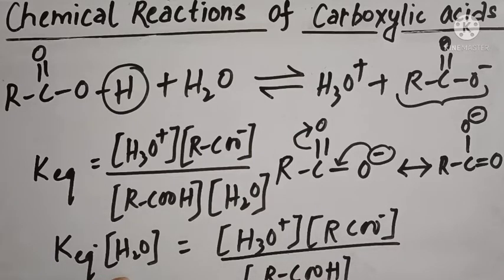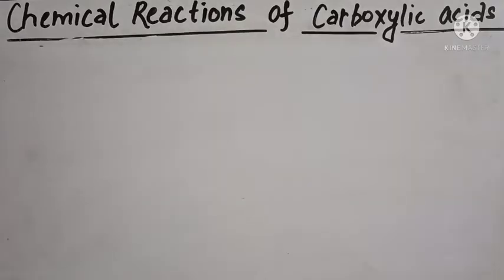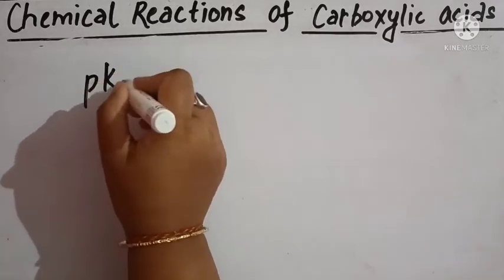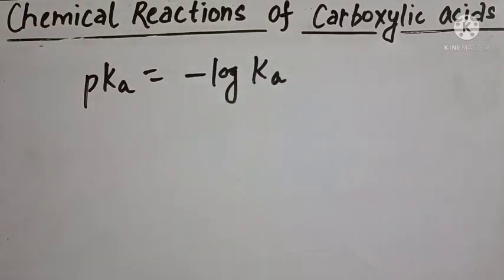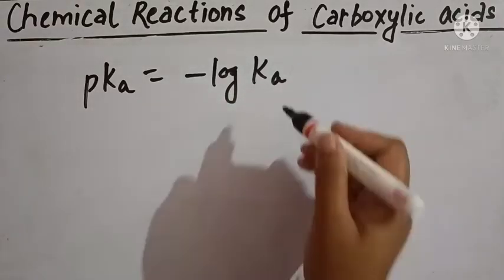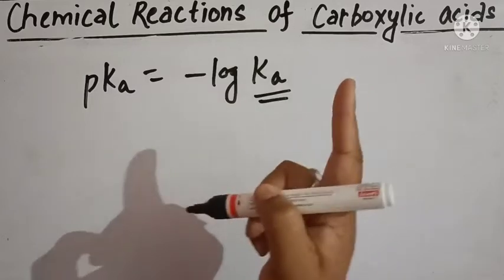So this K equilibrium multiplied by the concentration of the water is known as the Ka value, that is the acid dissociation constant. So the larger the Ka value, the greater the acidic nature. Just like the pH value, that is the minus log of H plus ion concentration, from the Ka value I can determine the pKa value, that is minus log of Ka.